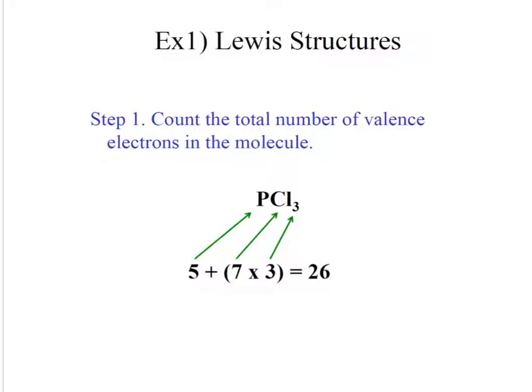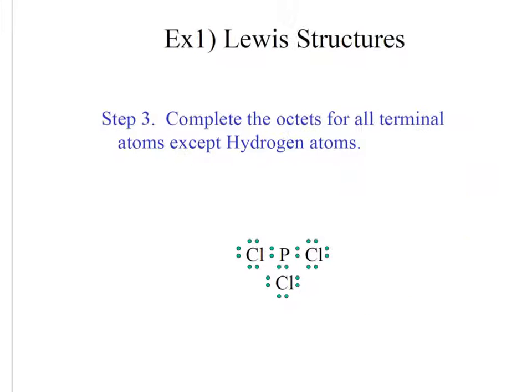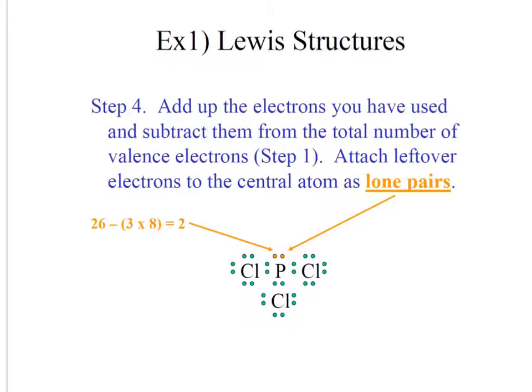Step 1, count the total number of valence electrons. Step 2, put the least electronegative atom in the center and connect terminal atoms to it with single bonds, except for hydrogen. He can't ever go in the middle. Step 3, complete the octets for all terminal atoms except for hydrogen. Step 4, add the electrons you have used and subtract from the total number of valence electrons, and attach leftover electrons to the central atom as lone pairs.